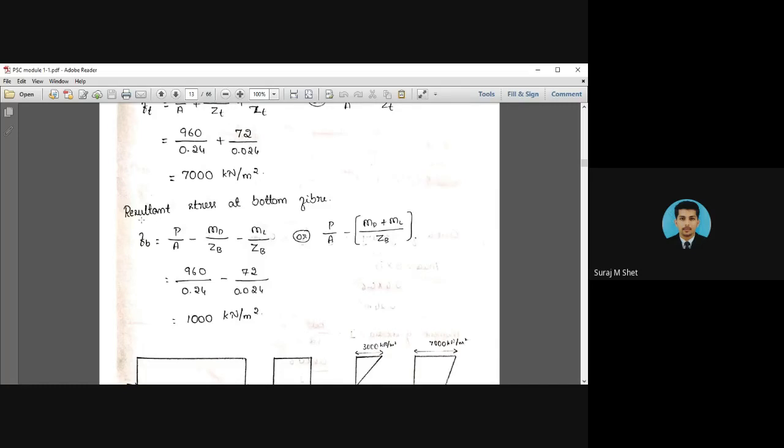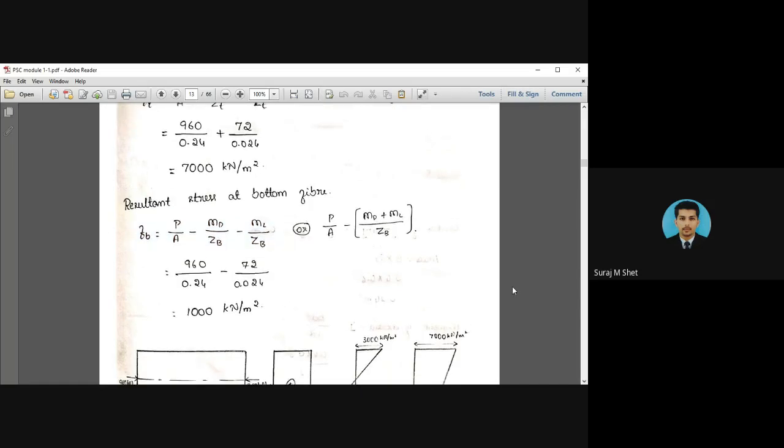So if you remember one formula, then you can change the sign and easily remember. So what is the formula then? Just substitute the values. P by A: 960 divided by 0.24 minus 72 divided by 0.024. So the resultant stress at the bottom is equal to 1000 kilonewton per meter square. After this they ask to find the stress diagram.